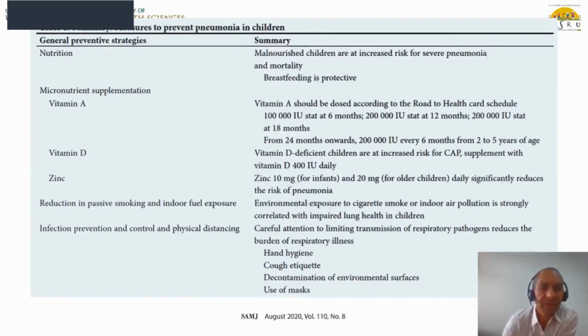Routine vitamin A supplementation is important in reducing childhood pneumonia. Giving vitamin D to vitamin D deficient children seems to be beneficial. Similarly, zinc may have benefits with respect to reducing risk of pneumonia. Considering more broadly the child's home environment, we want to reduce exposure to passive smoke and indoor fuel exposure, and use appropriate infection control measures and physical distancing, including now around COVID, but also more broadly.